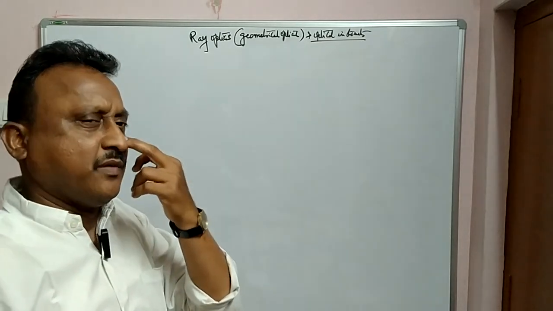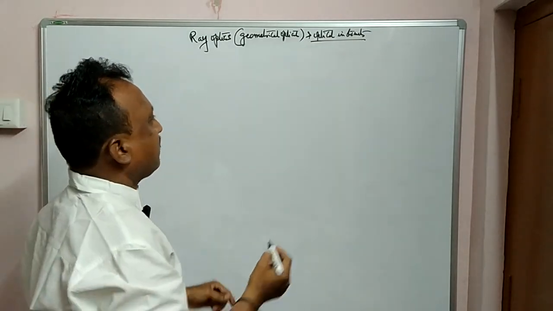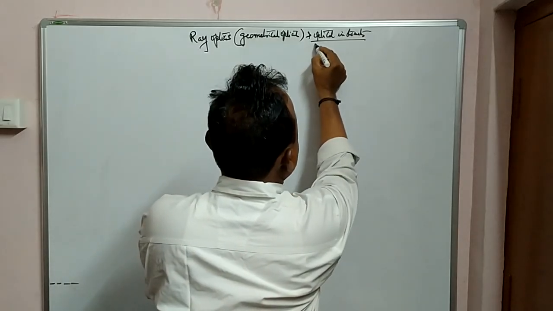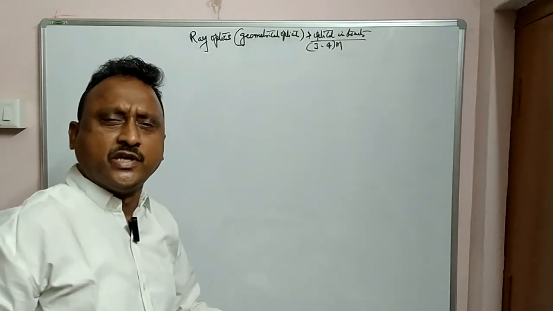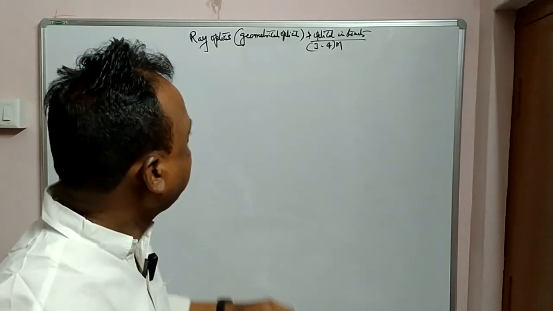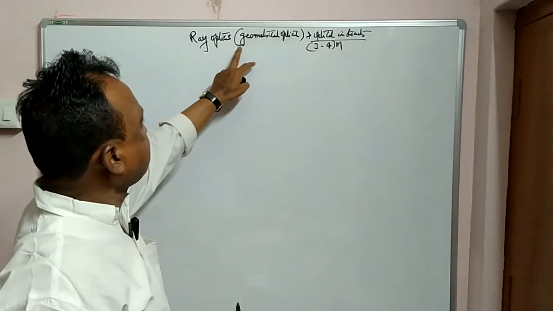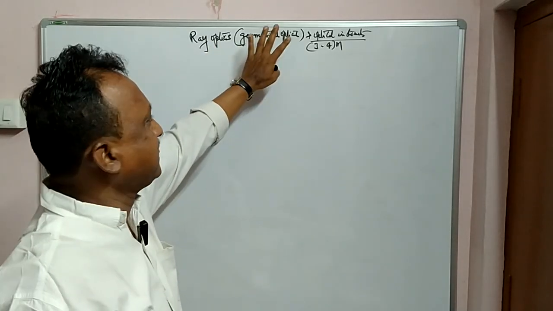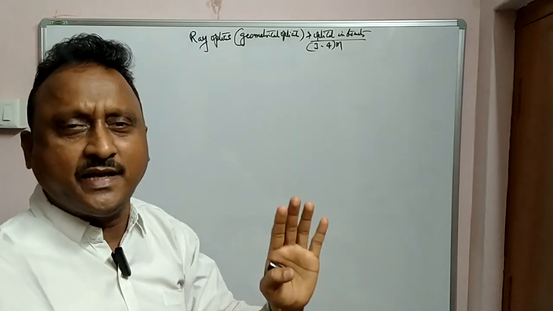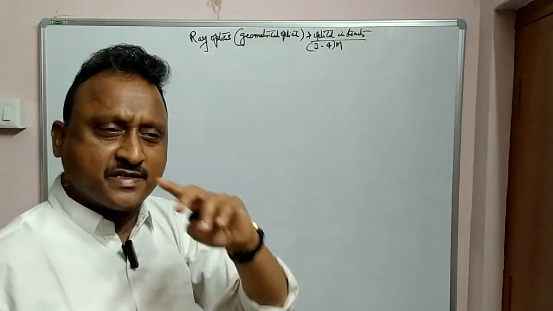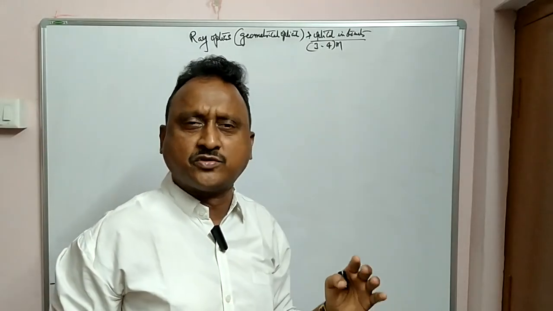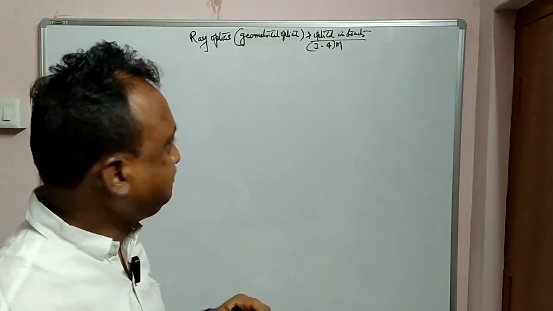In this chapter, around 3 to 4 marks will come in MSET. Ray optics or geometrical optics, because in this chapter we completely deal with geometry, that is ray diagrams and other things, and lastly optical instruments like the microscope, telescope, etc.